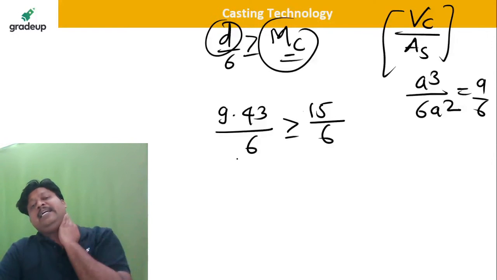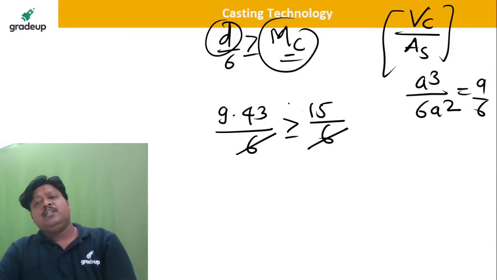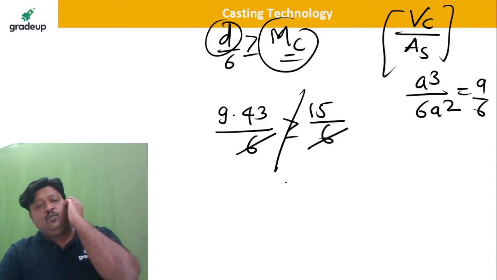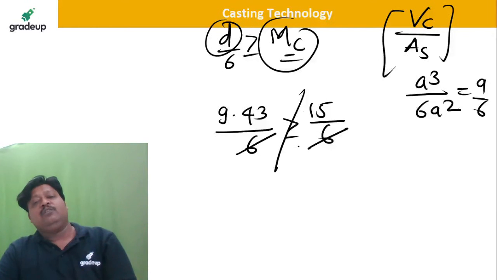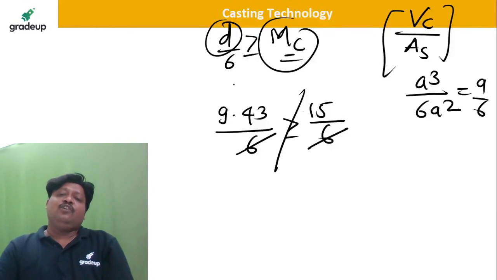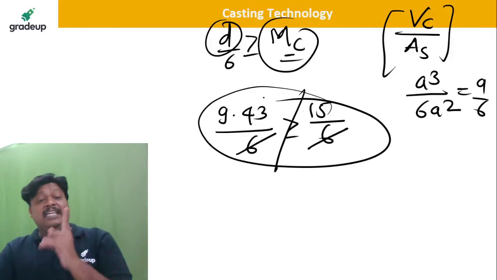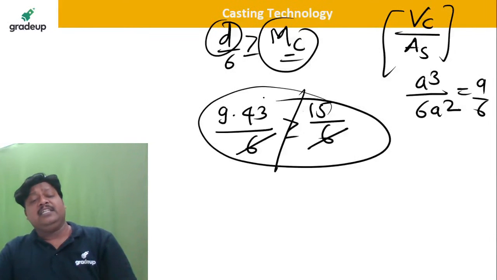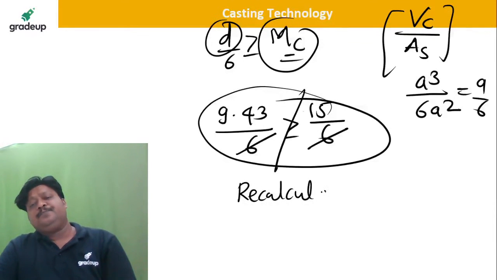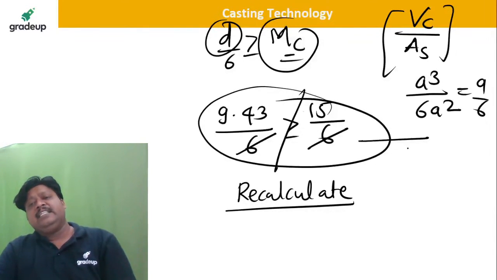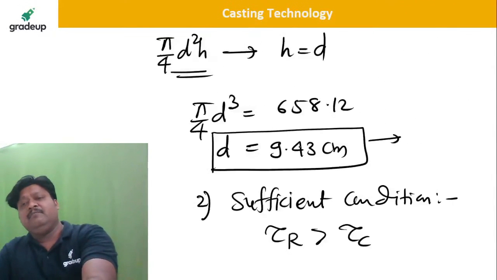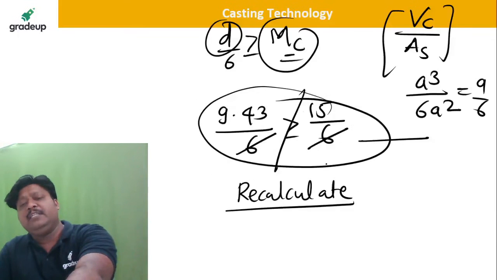So whether the 9.43 getting more than 15, it is not possible. So it is wrong. So whatever the diameter you have calculated is not satisfying the sufficient condition, dear students, and that is the reason why we have to recalculate the diameter, because this second condition is not going to get satisfied by the calculated diameter, which is 9.43 centimeter.